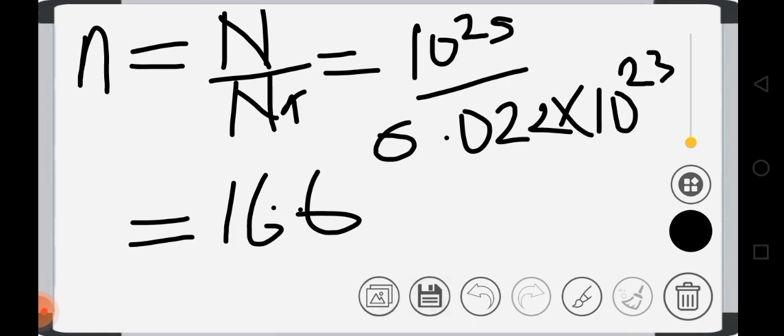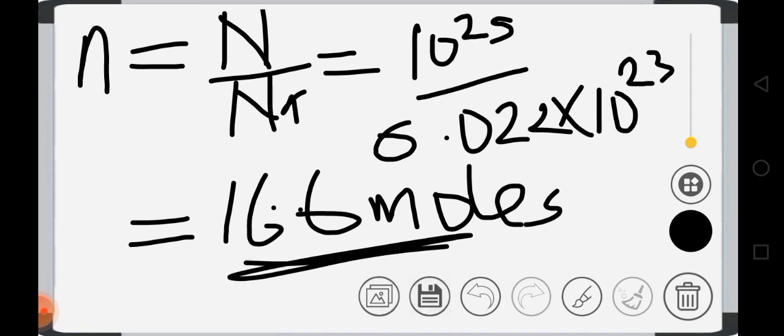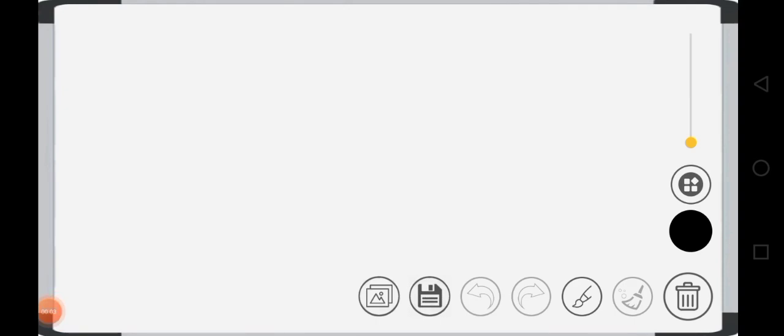So this is going to give us something very nice, which is 16.6 moles. That's what I'm going to have. This is the amount of substance here, 16.6 moles. So we are going to do other things very shortly. You have to take note of the following.